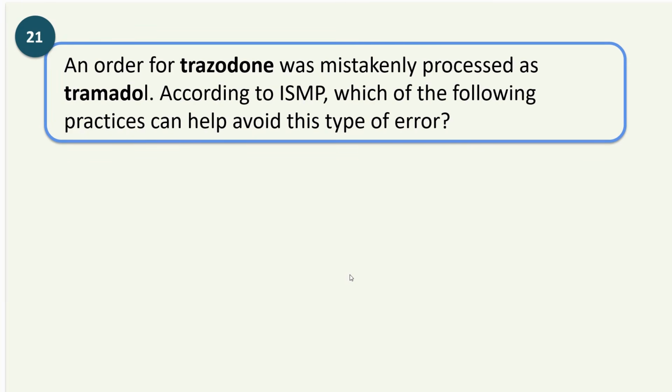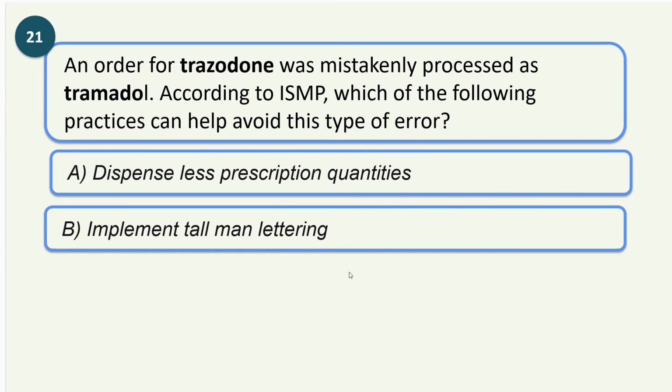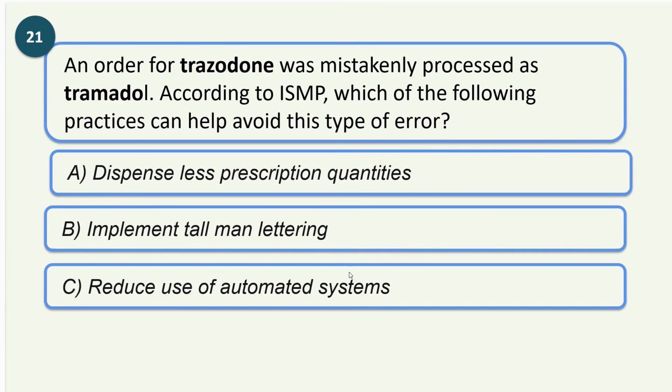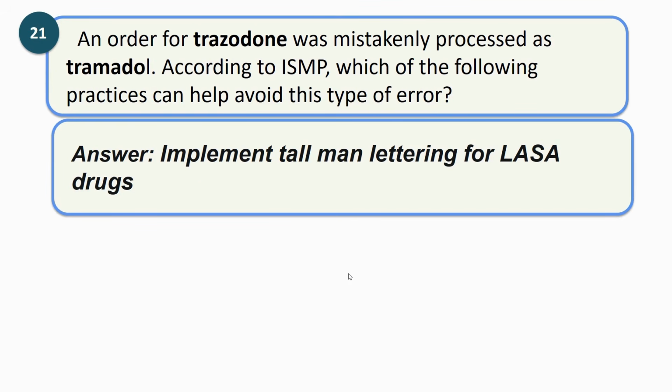Next, an order for trazodone was mistakenly processed as tramadol. According to ISMP, which of the following practices can help avoid this type of error? A. Dispense smaller prescription quantities. B. Implement Tallman lettering. C. Reduce use of automated systems. And D. Double count the tablets. The correct answer is implementing Tallman lettering, which helps to avoid sound-alike or look-alike drugs. LASA stands for look-alike and sound-alike drugs. To minimize this error, those drugs can be differentiated by using Tallman lettering.